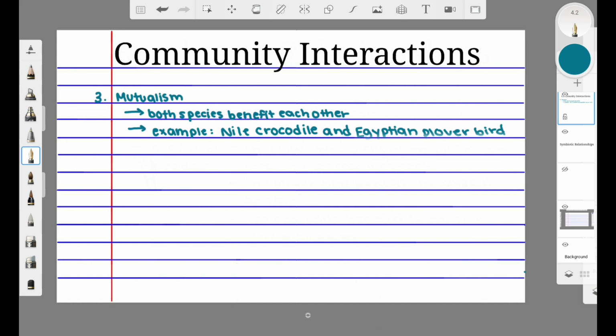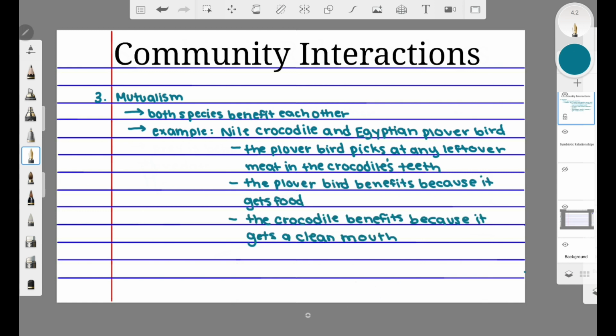For example, the mutualistic relationship of the Nile crocodile and Egyptian plover bird. The plover bird picks at any leftover meat in the crocodile's teeth. So how is this benefiting both the plover bird and the crocodile? Well, the plover bird benefits because it gets food. That leftover meat in the crocodile's teeth becomes its nutrient supply. The crocodile benefits because it gets a clean mouth, so it doesn't get any diseases or anything like that.